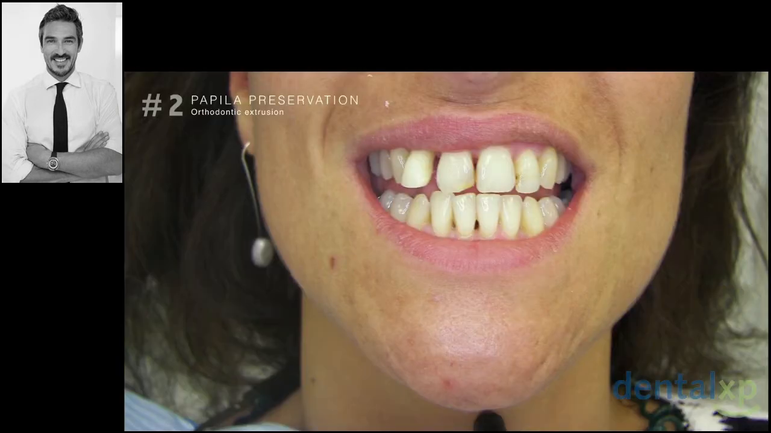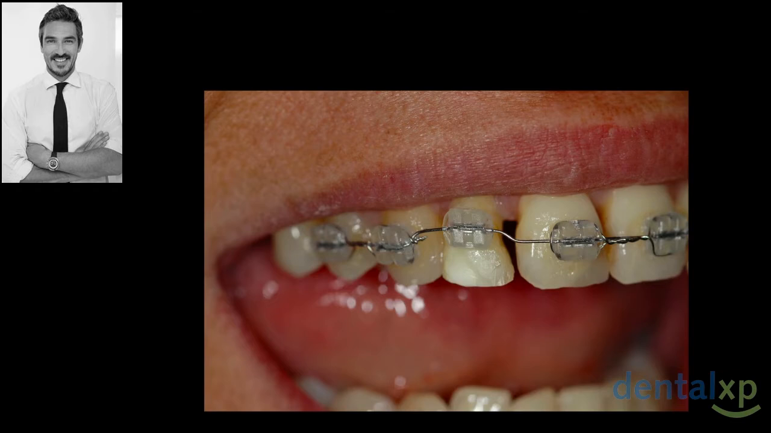So, but again, she's pretty happy with the pretty stable result. So one of the techniques that we discussed for papilla preservation is orthodontic extrusion. This is an old case, so please forgive the quality of the photographs.